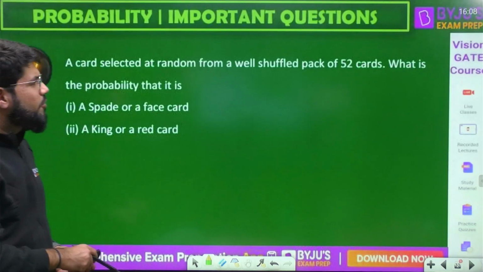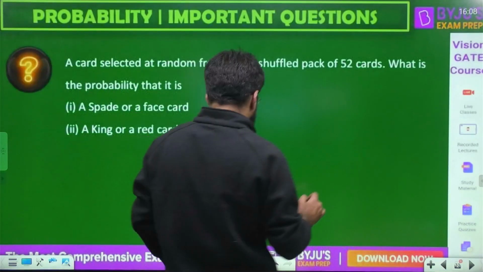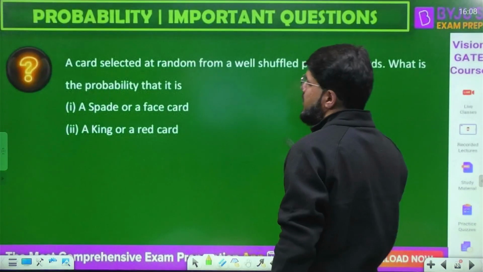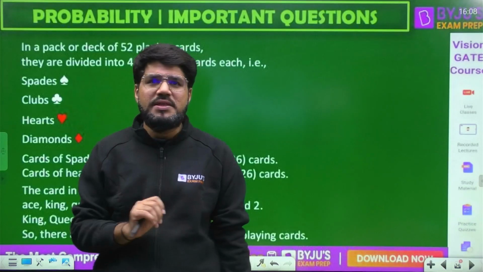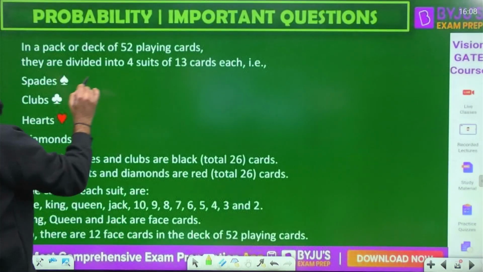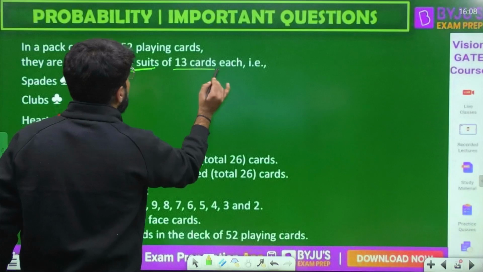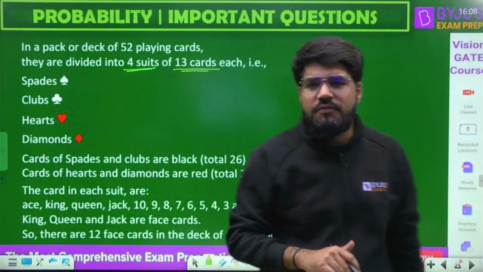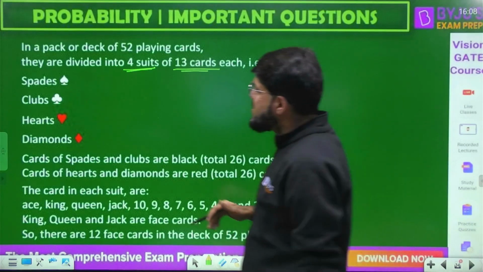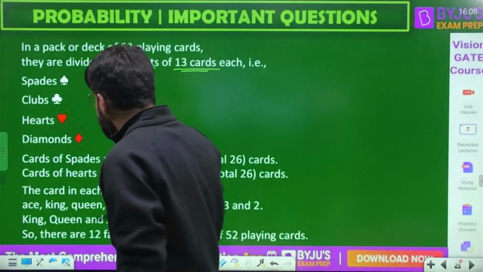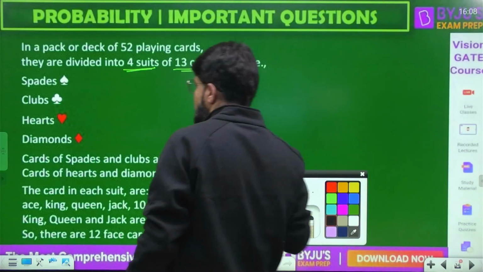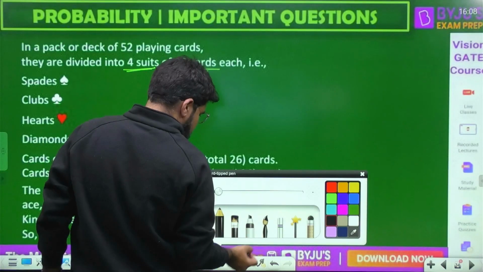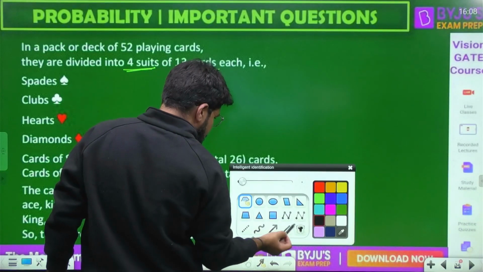First of all, you should be very clear about this 52-card pack. What are its contents? It is divided into 4 suits, and each suit, of course, will have 13 cards. That is how 4 times 13 becomes 52. Now, the 4 suits are spades, clubs, hearts and diamonds. Actually, spades and clubs are black.